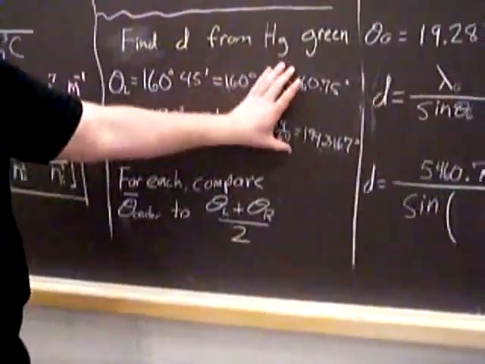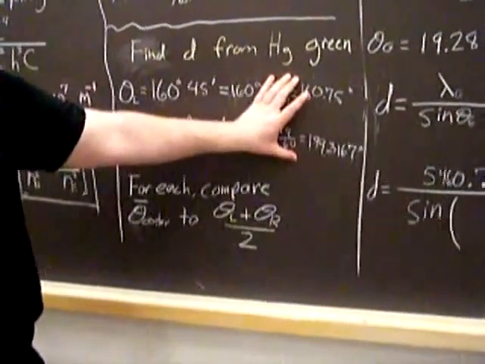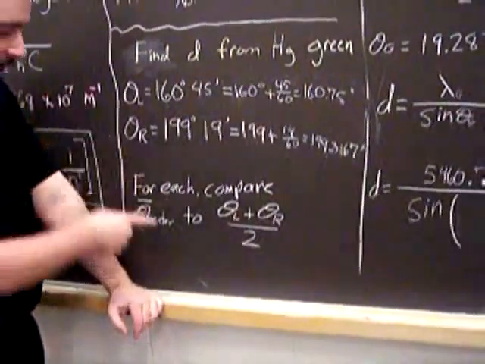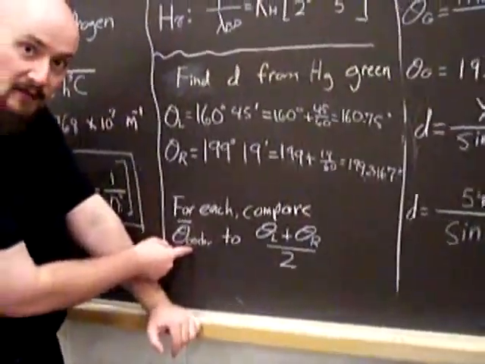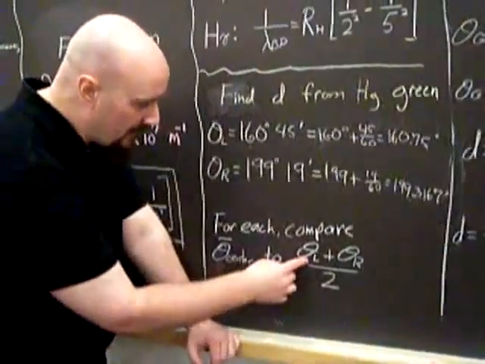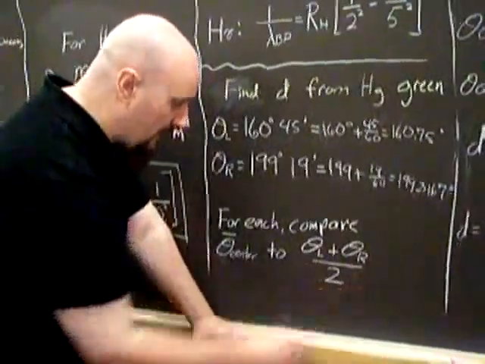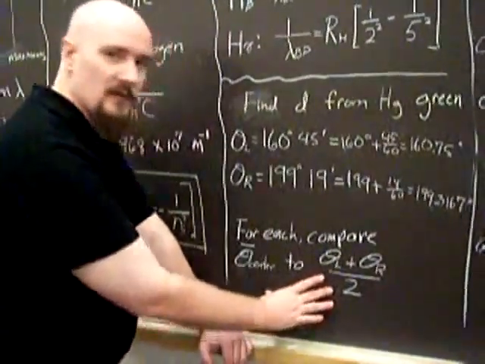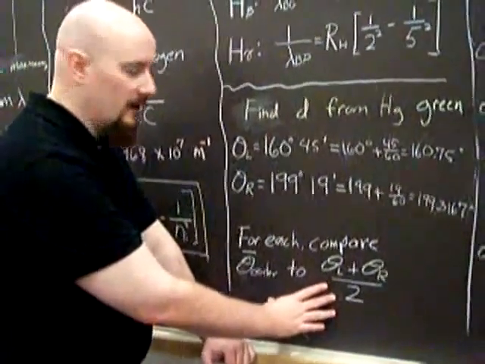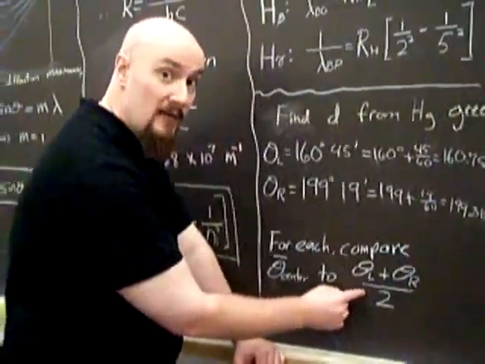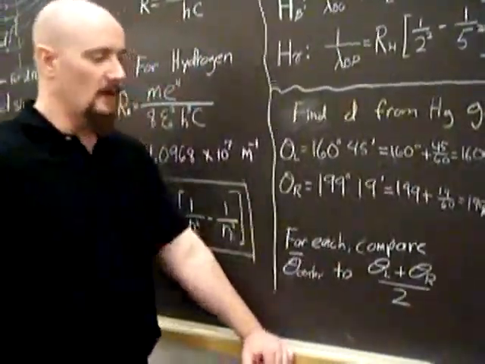199.3167. All right, so once you have converted these to degrees, then you compare it to what I told you from before. We have our average for the center. Take theta L plus theta R, divide by 2. Both of these numbers should be very close together, around 180. And if this is not, you know you botched up somewhere.